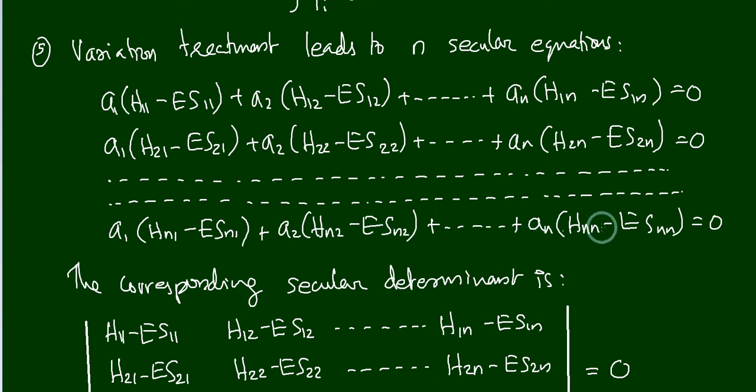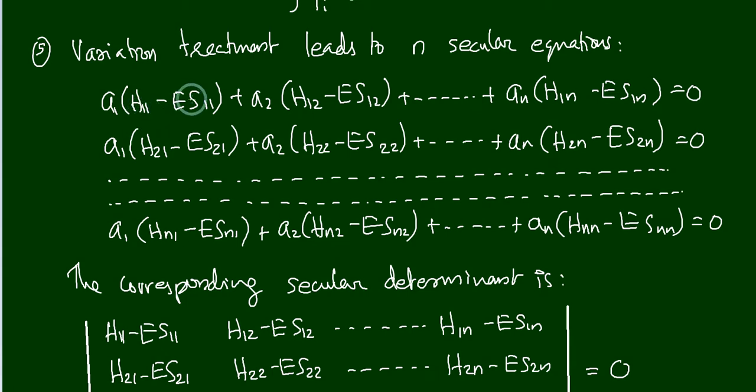plus an HNN minus ESNN, that is equal to 0. Okay, here it is very easy to write this. You have to write the coefficients A1, A2, A3 etc. to An in all the equations. That's there in all the equations. But what you have to consider here is the expression which is inside the bracket.